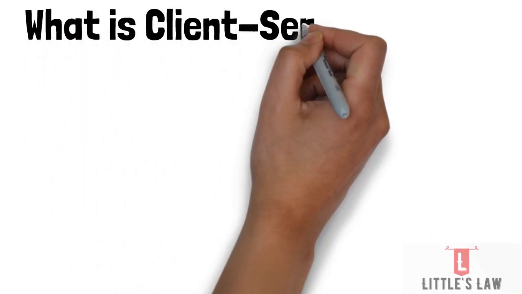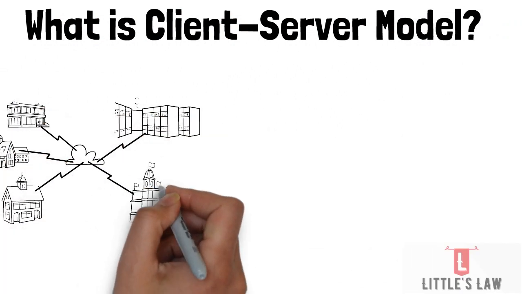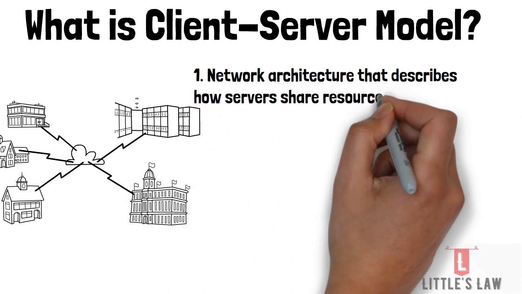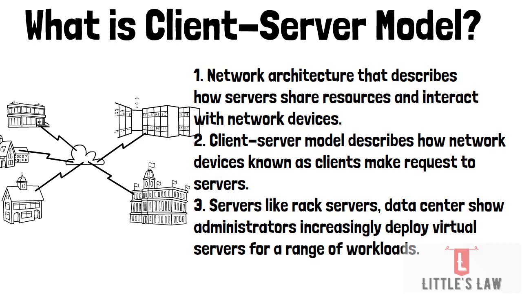So let's now see what is a client server model. So far we saw about what is a client separately, what is a server separately, and how does a network device works, and we also saw about some of the examples as well. So let's now see what is the client server model. So the client server model is a network architecture that describes how servers share resources and interact with network devices.